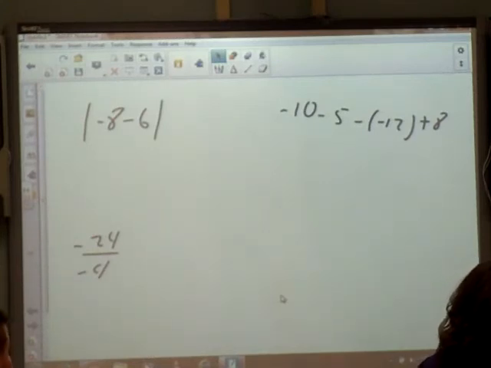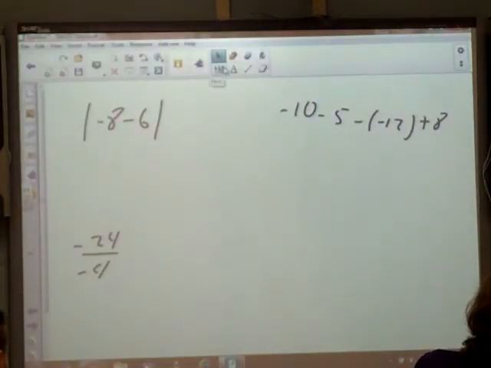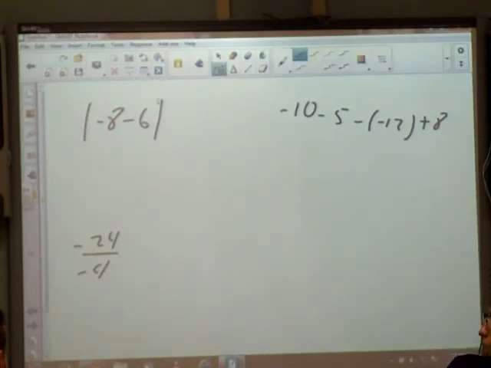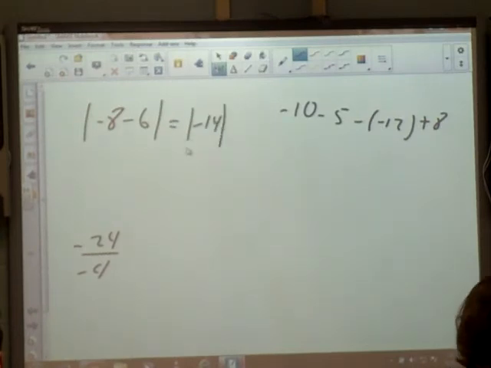Sounds pretty good. I agree. We did absolute value yesterday. We did subtraction today, Ms. Simmons, so we combine those. So in the bars, show us in the bars, negative 8 minus 6 is negative 14, and then the absolute value of negative 14 is 14. So fantabulastic there, Ms. Custom.